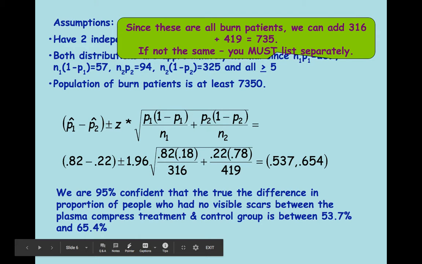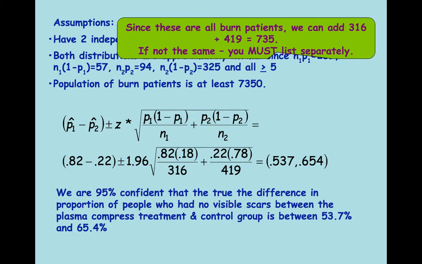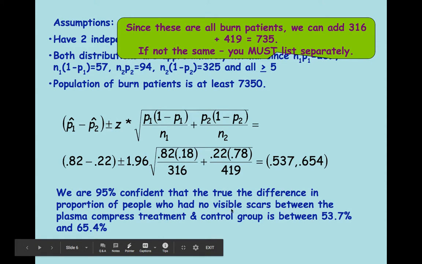And if we want to explain what this means, then we would say we are 95% confident that the true difference in proportions of people who had no visible scars between the plasma compress treatment and control group is 53.7% and 65.4%. Okay.